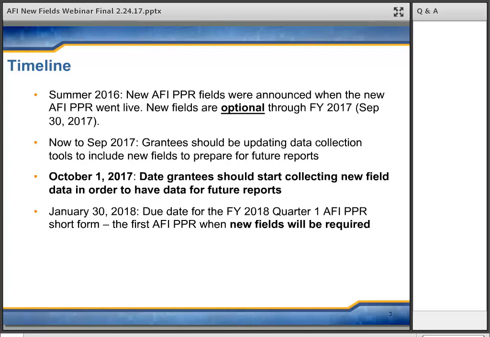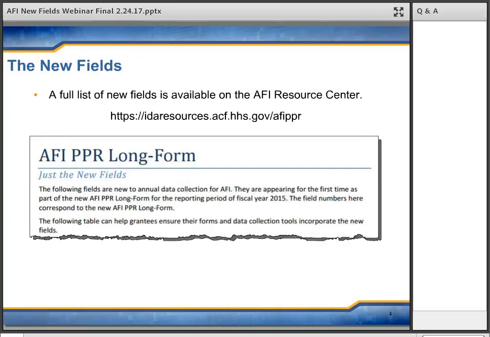So it's all about planning ahead, so when that short form comes due in January next year, you're ready to hit the ground running. So all grantees should look over the full list of new fields. It's been posted on the AFI Resource Center since last summer, and the link is above here. If you have trouble finding it, just always feel free to contact the AFI Help Desk, and we'll put that information up at the end.